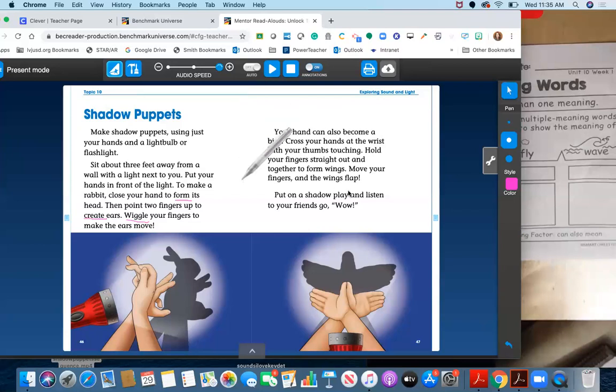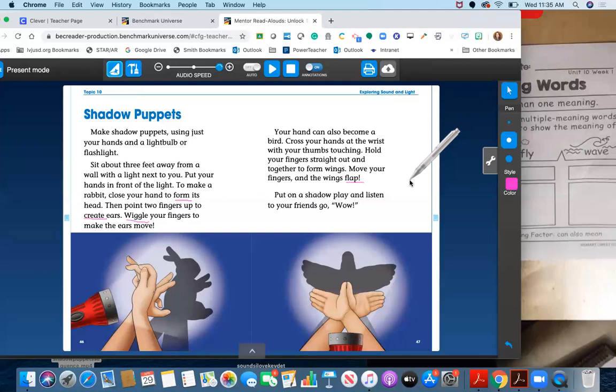Now we're going to look at another one. Let's look at the word flap. Move your fingers and the wings flap. Flap can have two meanings. Can you think of one? One meaning of the word flap is a piece of material that covers something, or a piece of paper.